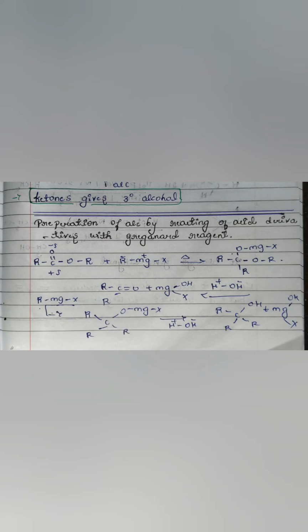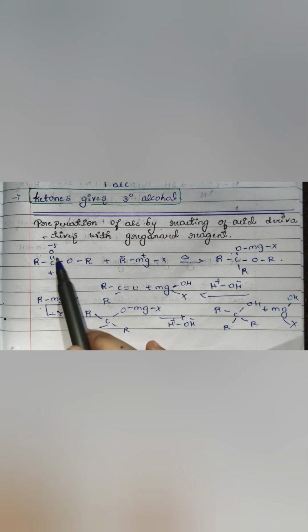And preparation of alcohol by reacting acid derivatives with Grignard reagent. When an ester combines with 2 moles of Grignard reagent, it forms tertiary alcohols. The reaction is as follows. The negative part of this compound is attached to the positive part of the Grignard reagent and forms an intermediate, and is subjected to hydrolysis. It gives a ketone, and when it is again treated with the Grignard reagent, it gives an intermediate, and again it is subjected to hydrolysis. It gives tertiary alcohols.